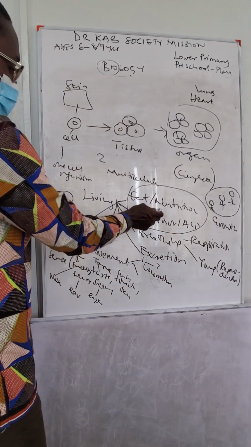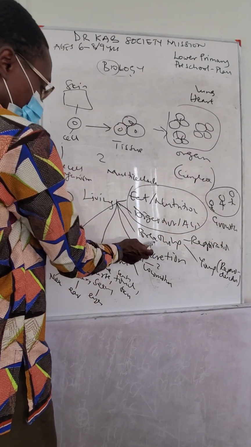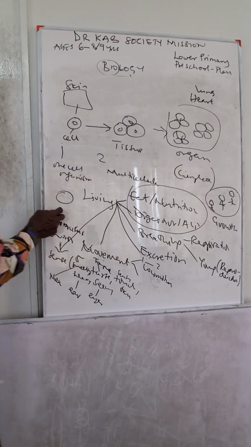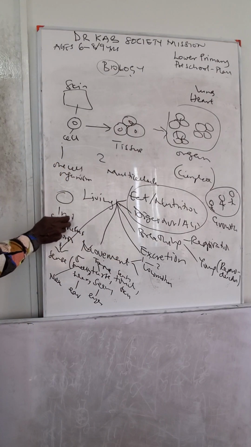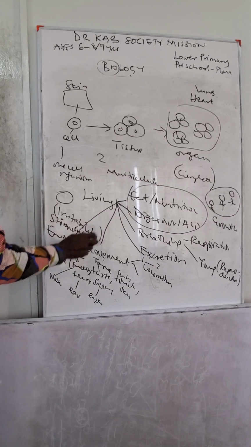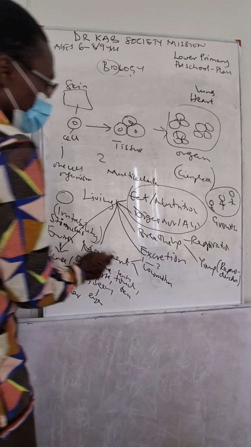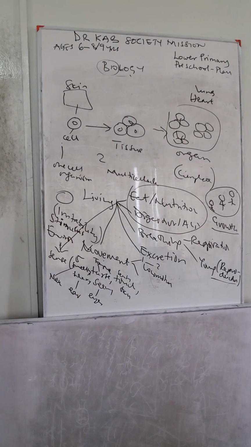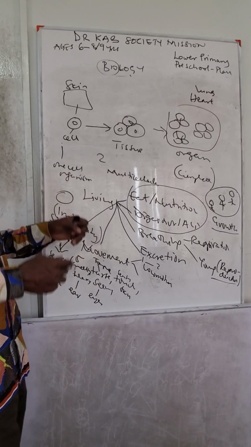So what do you have? We have nutrition, we have breathing, which is respiration, we have excretion, we have movement, we have irritability, where we are able to sense something. We respond to changes in our environment. Irritability, we have growth, and then we have what? Reproduction. Okay? So you can just go step by step.